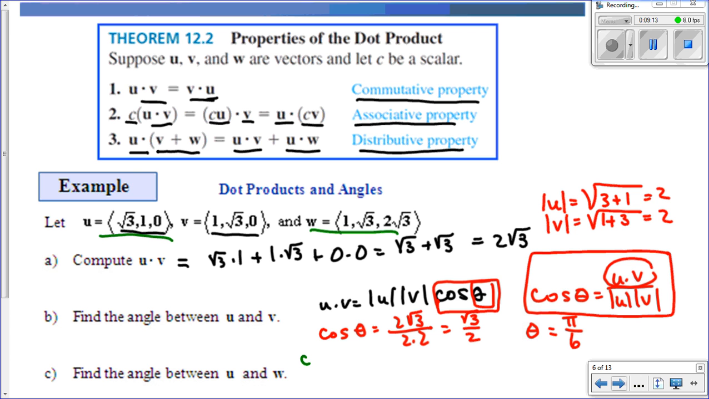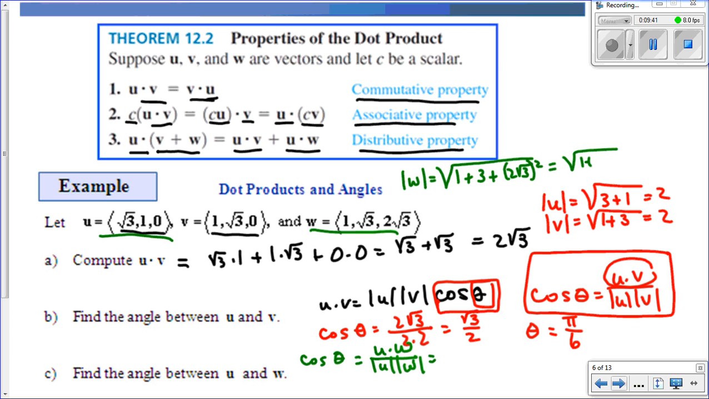Now let's find the angle between u and w. We know that cosine of theta is the dot product of u and w over the product of their magnitudes. Well, let's find the magnitude of w. It'll be the square root of 1 squared plus (square root of 3) squared plus (2 times the square root of 3) squared, which is 4 times 3, which is 12. So that'll be 1 plus 3 plus 12, which is the square root of 16, which is 4.